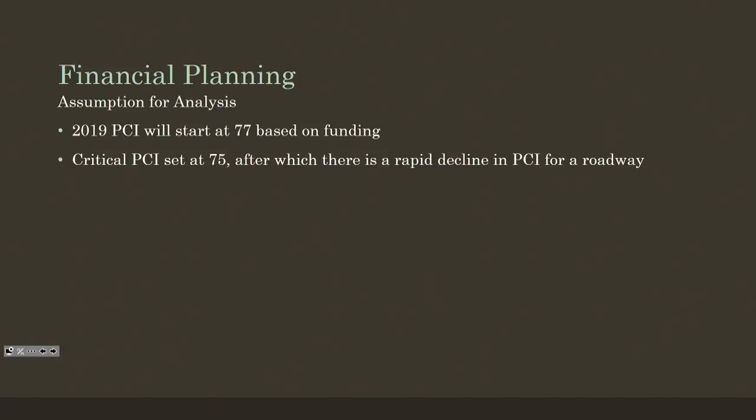We're starting this year at a PCI of 77. So that means that globally, some streets are better than others. It's kind of like the average. Globally, we're starting to get really close to that point of no return. So this is a problem that we need to be working on quickly, otherwise it's just going to start to snowball on us.